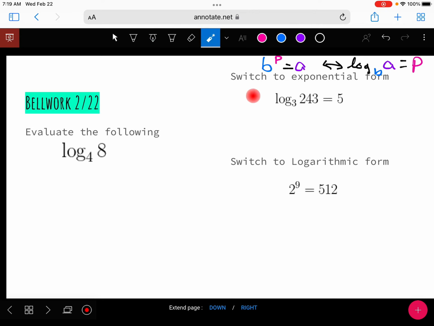All right, so switching this into, for this first one over here, into exponential form. For over here, what's our base? 3. What's our exponent? 5. And the argument that it equals is going to be 243. There we go, 243.